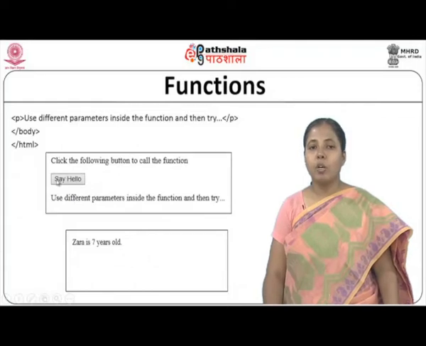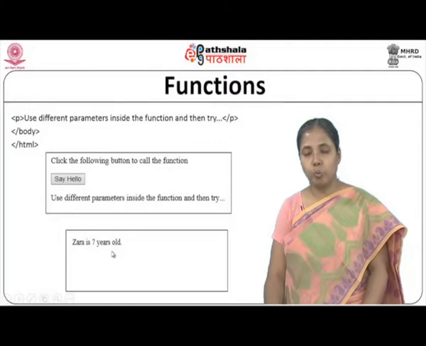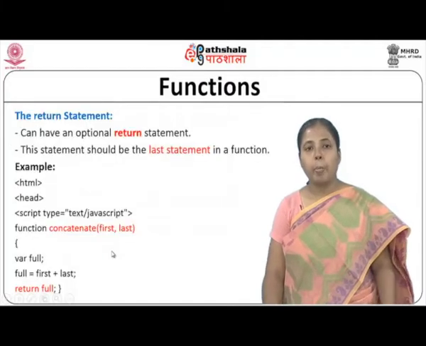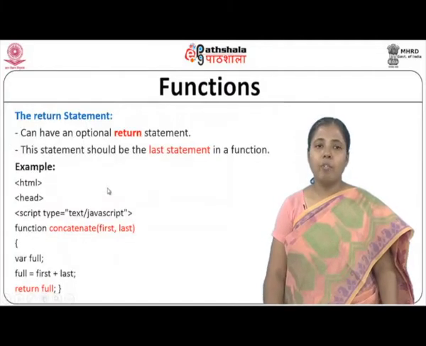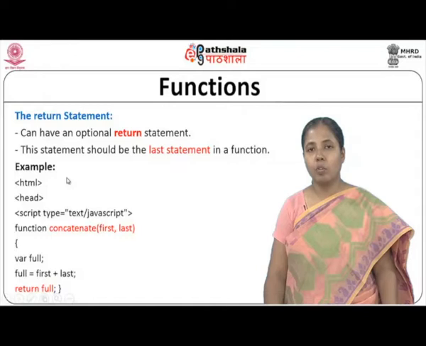So you have a button, you click it and the function would be invoked and the output would be printed. Now this function can also have a return statement, but it is an optional return statement. If you want to return something, you do not give a return data type, but you can make use of a return statement to return some value from the function. The return statement should be the last statement in a function.